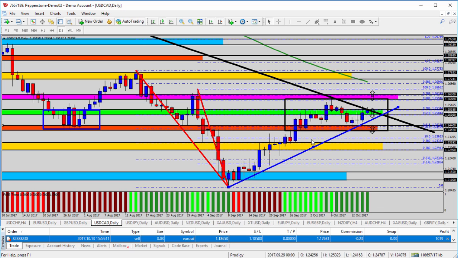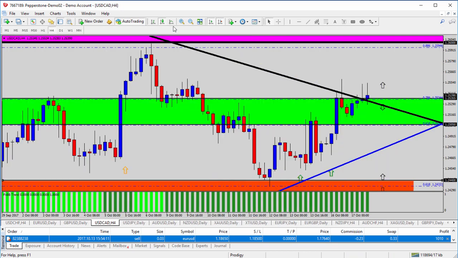So if we're going to trade the direction of our current momentum, the blue trend line, we're looking for a breakout of the black trend line and green zone to go long. And if you're looking to trade the black trend line and a short, then of course this becomes an area to look for resistance and reversal. Let's take it down to the 4-hour time frame.